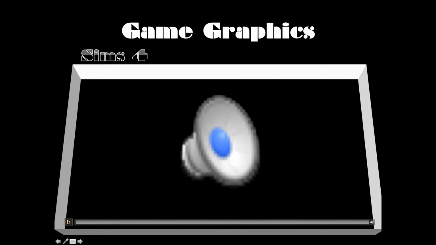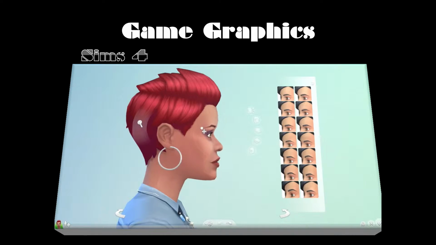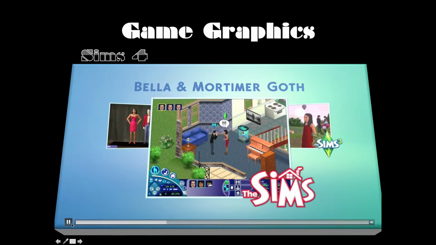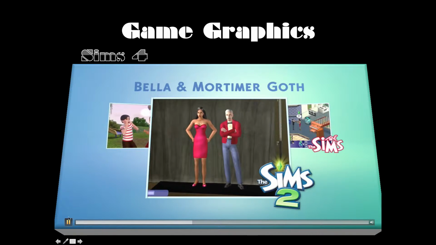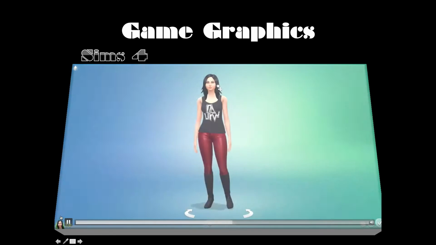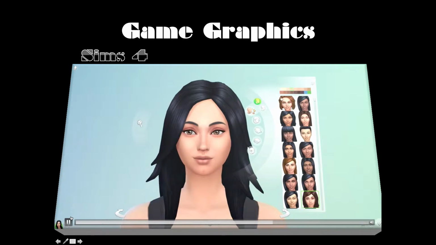So next is game graphics. This is Sims 4. Okay, as you can see, motion graphics was used there. The text moves across the screen, and it's talking about different ages. So therefore, it flashes from each age to show you the differences that we've seen in previous games.